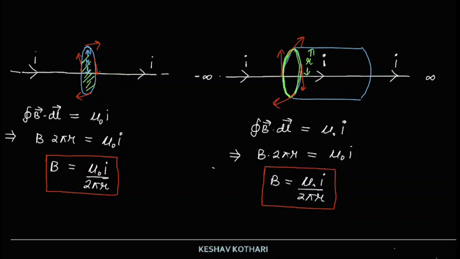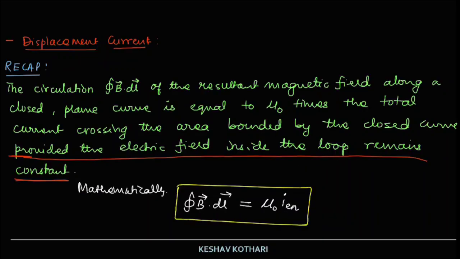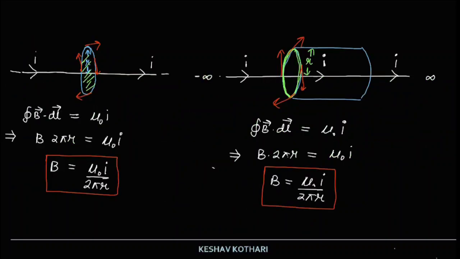So I am again coming back to the statement over here. The circulation, the cyclic integral of B dot dl of the resultant magnetic field along a closed plane curve, is equal to mu naught times the total current crossing the area bounded by the closed curve. So we have taken the value of current I that is passing through the area bounded by the closed curve, and we have applied Ampere's circuital law for this green loop, and we have calculated the magnetic field strength at a distance r.